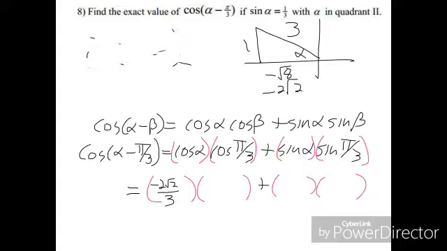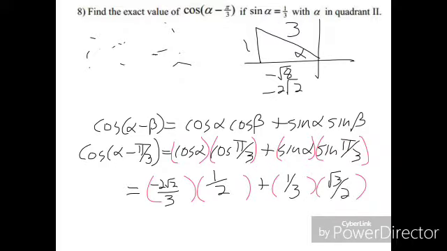Okay, moving on. Cosine pi thirds, that's 1/2. It's not cosine 1/2, it's just 1/2. Sine alpha is 1/3. That was given, but you can also do opposite over hypotenuse. Sine pi thirds is square root of 3 over 2.